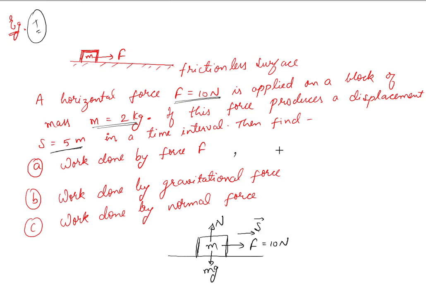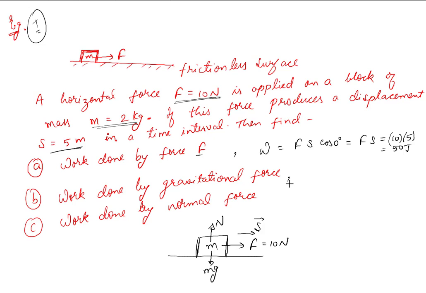So for the first part, work done by force will be equal to magnitude of force into magnitude of displacement into cos of angle between force and displacement, and in this case angle between F and S is 0. So work done will be equal to F into S, and magnitude of this force is 10 newtons and displacement of block is 5 meters. So work done by force F is 50 joules.